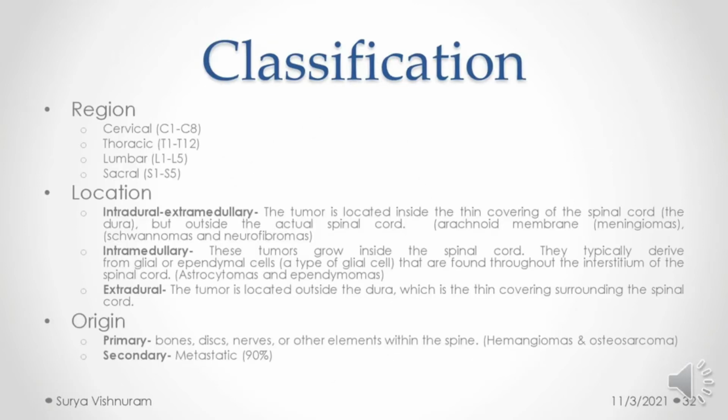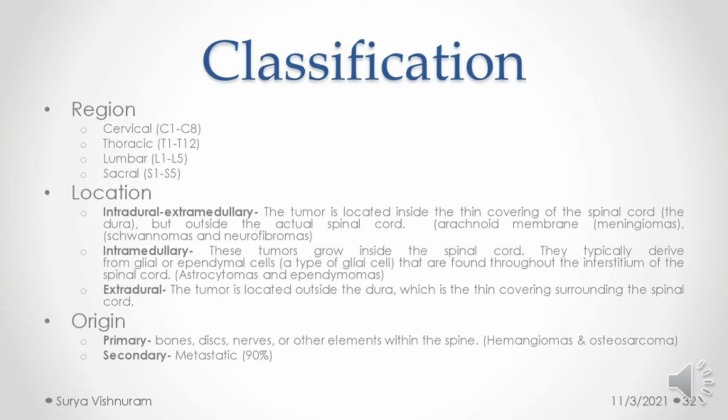Classification of spinal cord tumors: they classify spinal cord tumors based on region, based on origin, and based on location. The region means cervical tumors from C1 to C8, thoracic tumors from T1 to T12, lumbar tumors from L1 to L5 and sacral from S1 to S5.